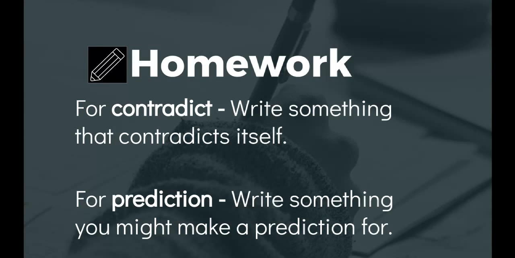So your homework is, on your paper, there are two words, contradict and prediction. For contradict, I want you to write something that contradicts itself or something you might try to contradict. And for prediction, write something you might make a prediction for.